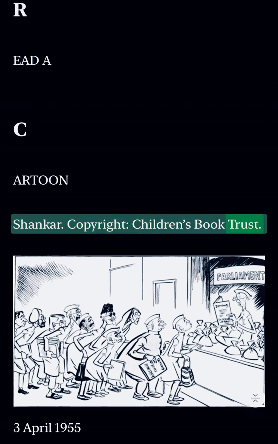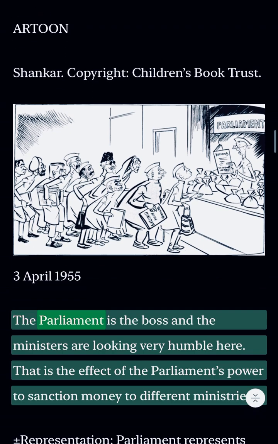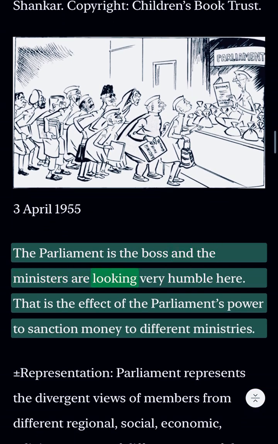The Parliament is the boss, and the ministers are looking very humble here. That is the effect of the Parliament's power to sanction money to different ministries.